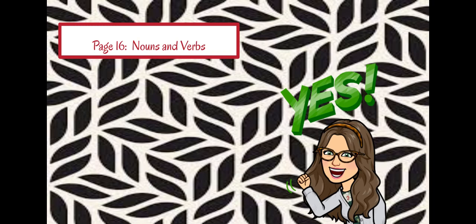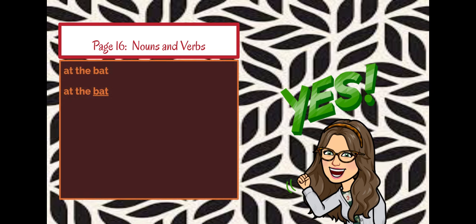Follow along with me as I read the first phrase, "at the bat." I need to find the naming part or the doing part. Bat answers who or what, so I will underline it. It is the naming part. What is it if it's the naming part?